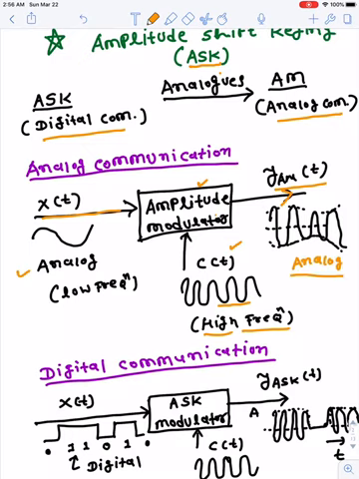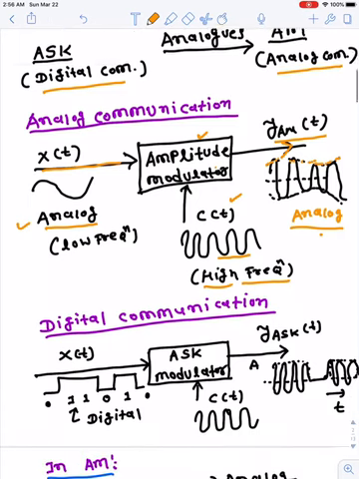So in analog communication, the input x of t is analog in nature. The output which is produced at the modulator, this is also analog in nature. And the envelope of this y AM of t, this is directly proportional with the applied input signal x of t at the amplitude modulator.